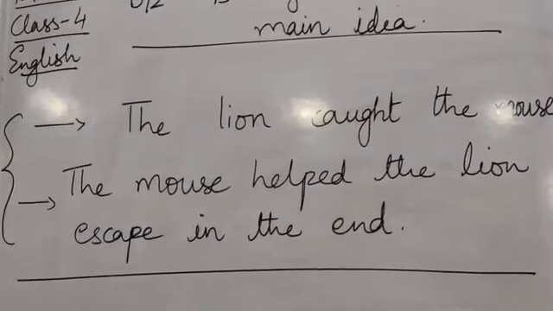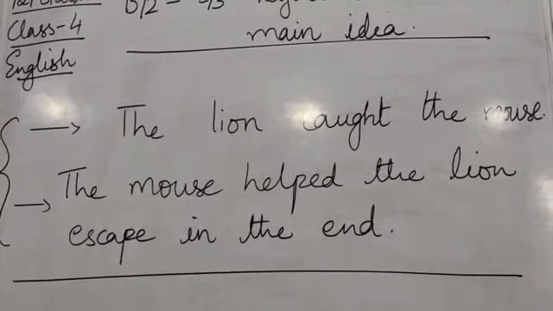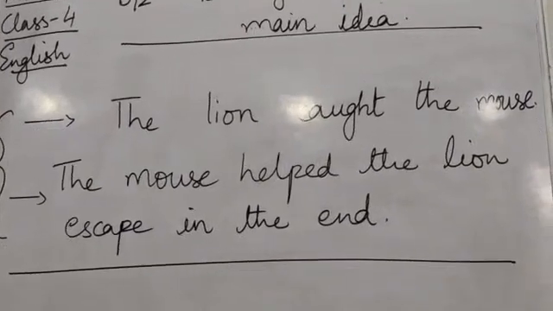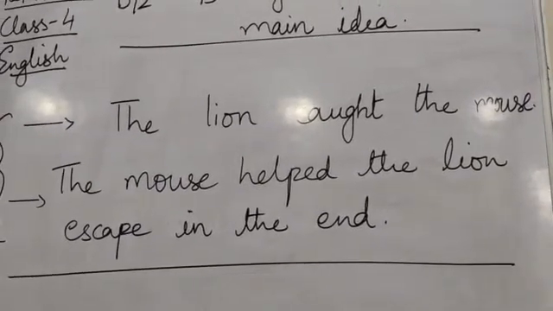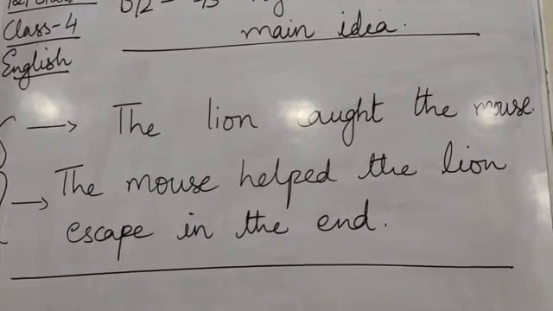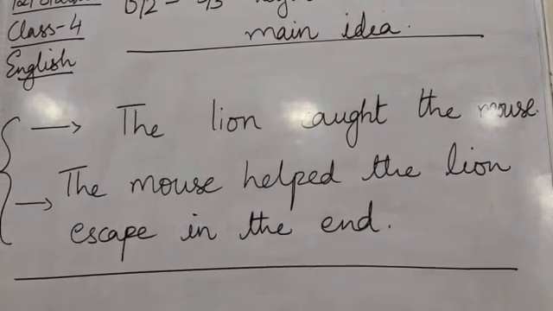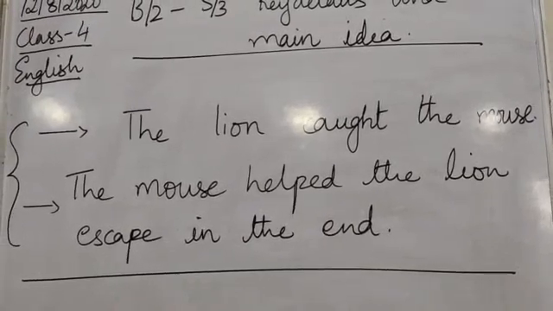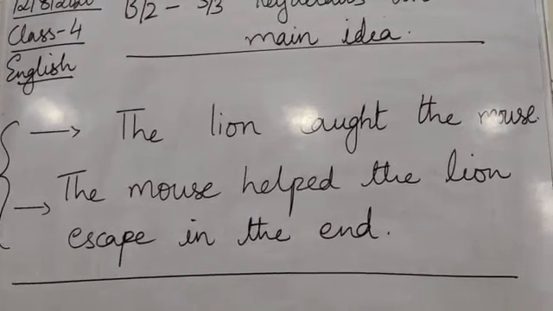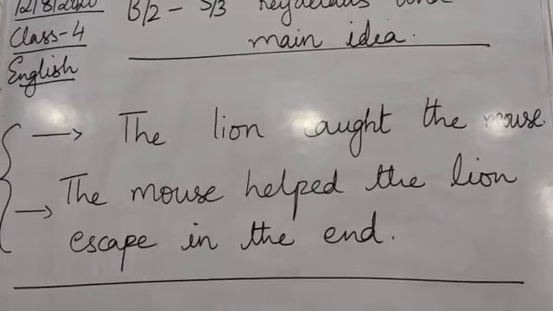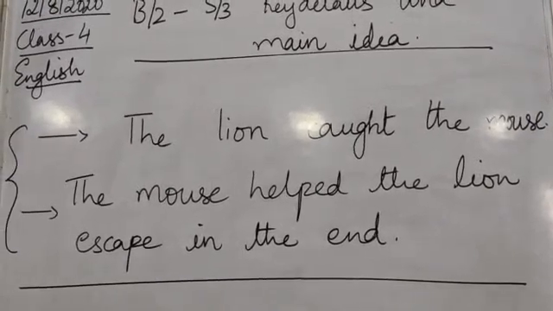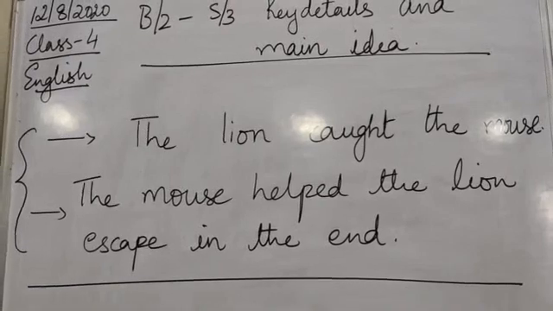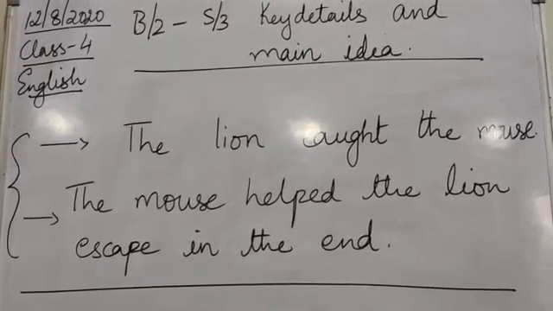Here I wrote the first sentence as the lion caught the mouse. Why did the lion catch the mouse? What might have happened? The story starts like this only, children. So we don't know, something is missing over there in the first sentence. Why did the lion catch the mouse?